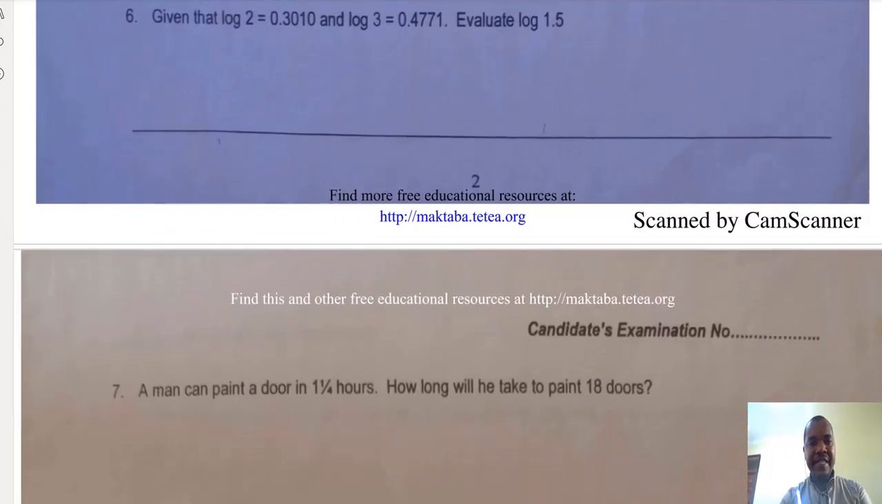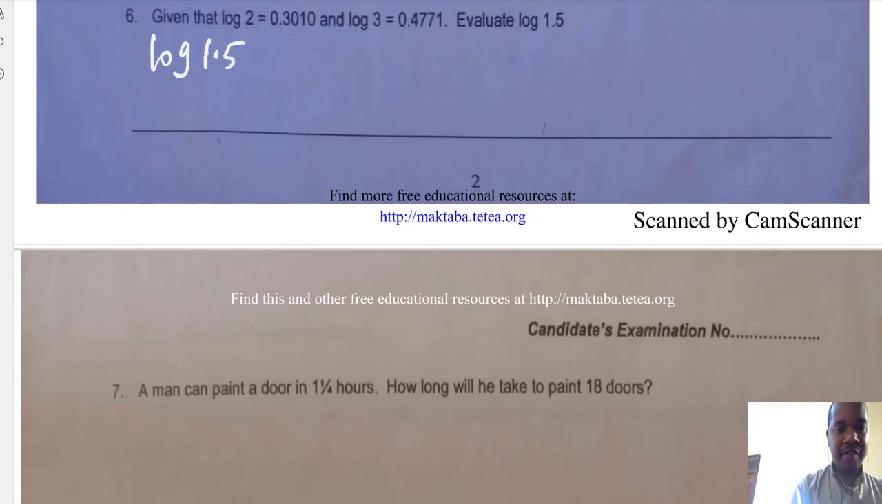Question number 6. Given that log 2 is 0.3010 and log 3 is 0.4771, we have to evaluate log 1.5. So we are supposed to find log 1.5. So log 1.5 is log 3 actually over 2.